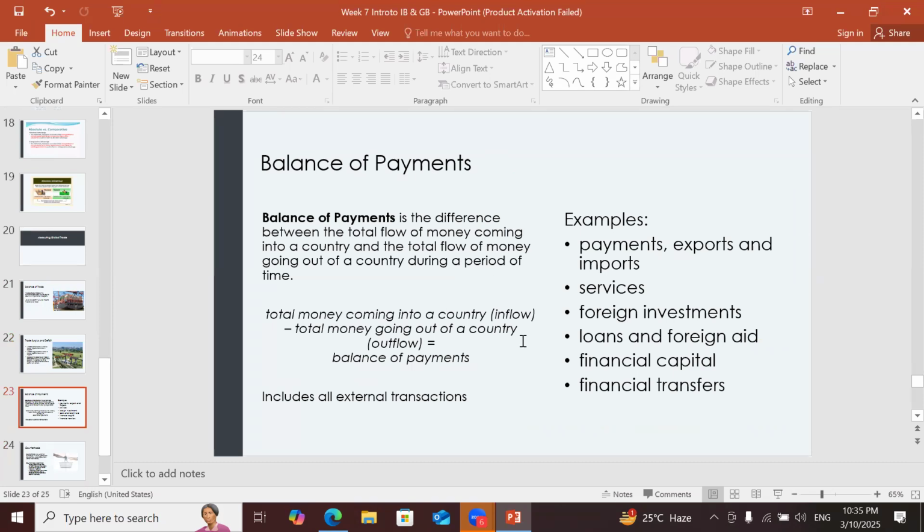Balance of payment: the total money coming into the country, the inflow, and the money going out. The difference is the balance of payment.